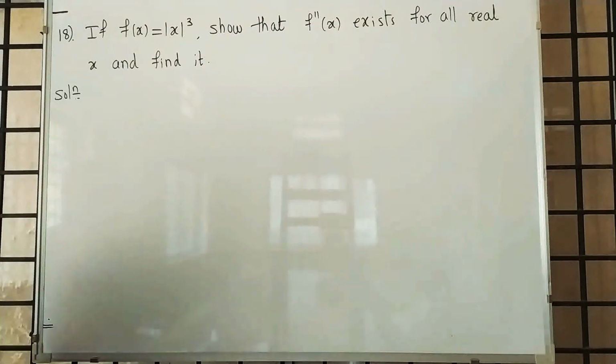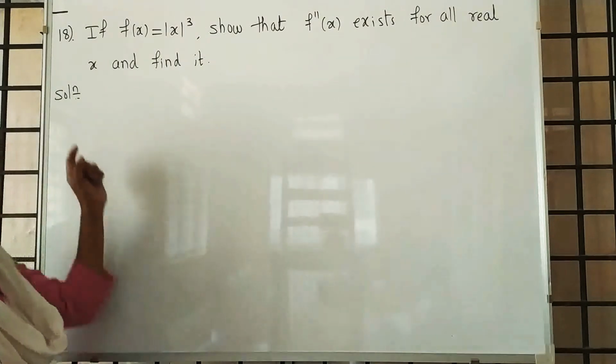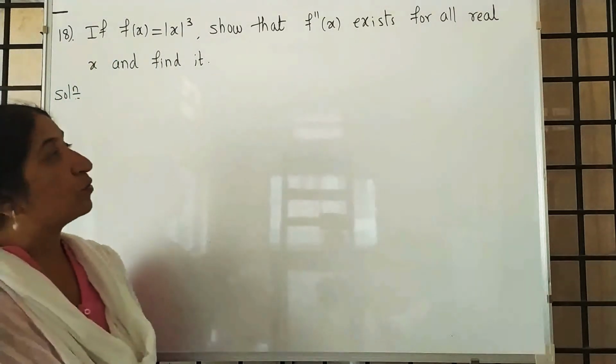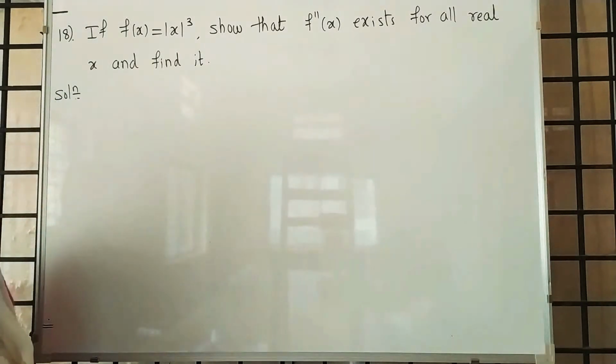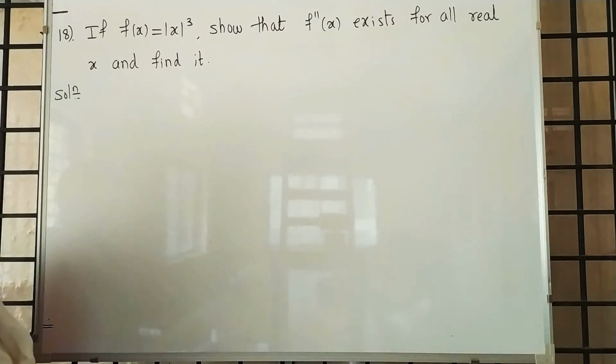So in the last class I gave so many miscellaneous exercise examples. Continuing with that, question number 18. If f of x is equal to mod of x cube, show that f double dash of x exists. F double dash means second derivative. Exists for all real values and find it.